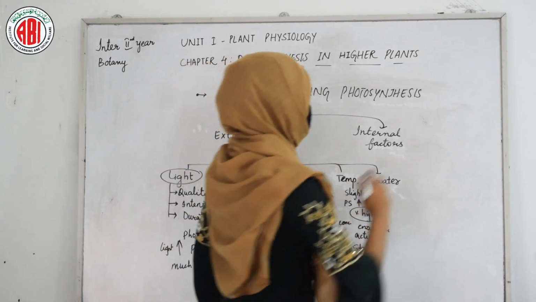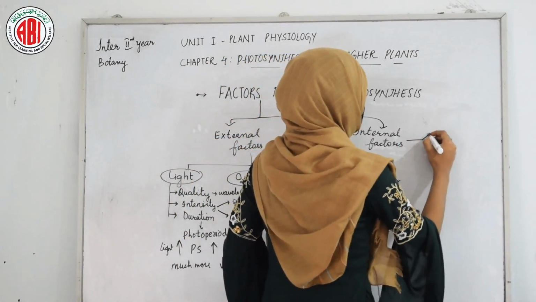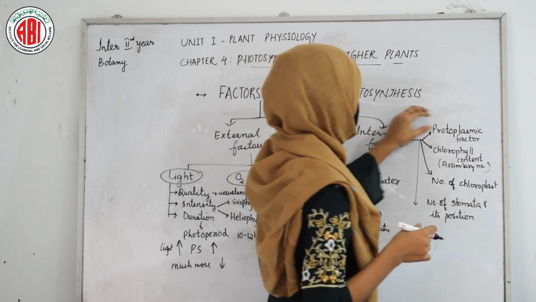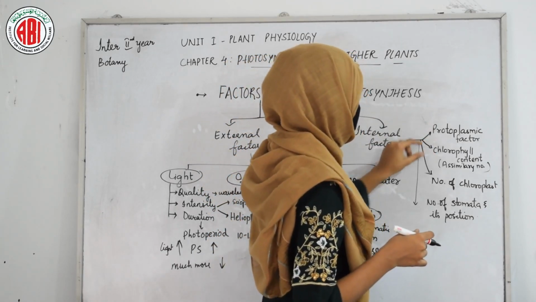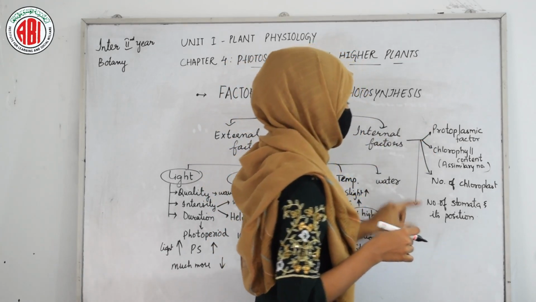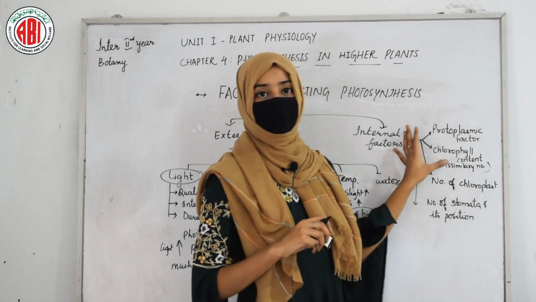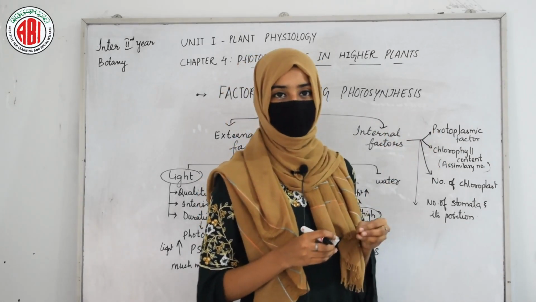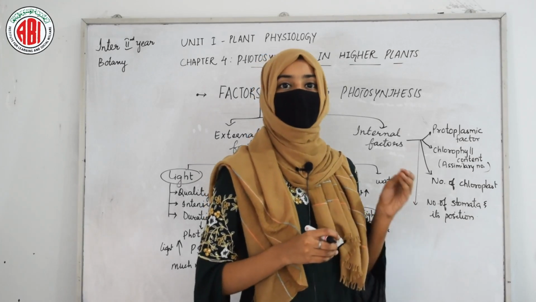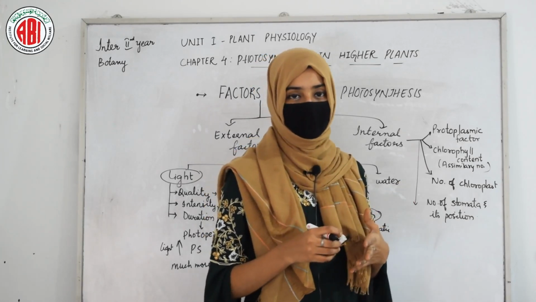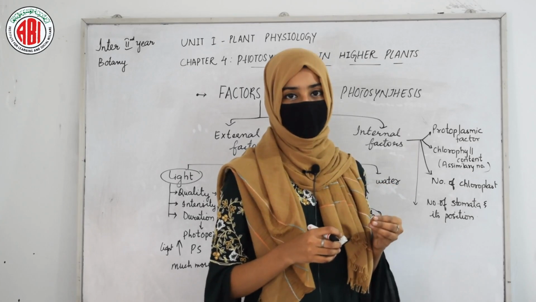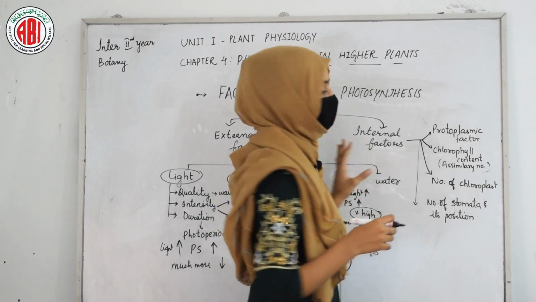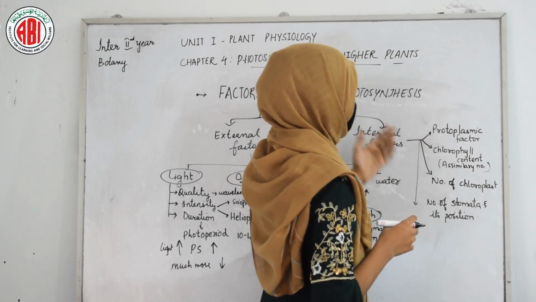Now let us talk about the internal factors. The internal factors include protoplasmic factor, chlorophyll content, number of chloroplasts, number of stomata and its position. The first one is the protoplasmic factor. It is an imaginative or hypothetical factor. Scientists believe that the cytoplasm of the cell contains some substances or factors that decide the rate of photosynthesis. So it is an imaginative factor.